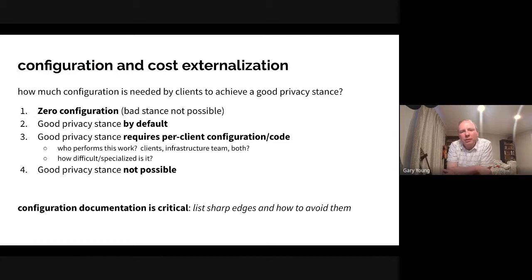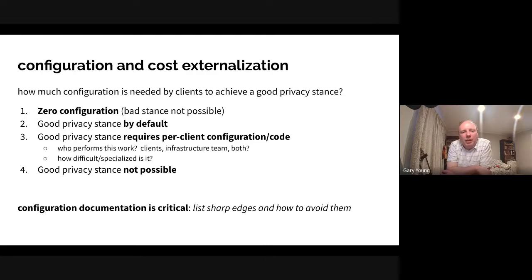So taking all those factors that we just discussed and putting them all together, how much configuration is really needed by clients to achieve a good privacy state? And this may vary by particular topics that you care about. It may be really great. It may require zero configuration, and it's not even possible for people to get in a bad state. It may be that you land in a good state or a safe state by default, but you can opt out of it, and that should ideally be visible to your privacy reviewer.